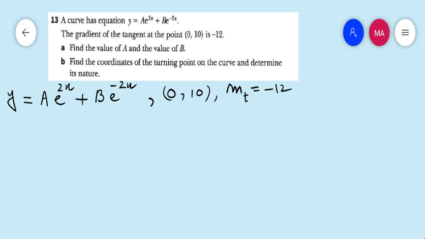What I wrote? m subscript t, m for gradient and t for tangent. So the gradient of the tangent is minus 12. Part A: find the value of a and the value of b. Very easy. First we have to satisfy the point (0, 10) by the given equation. So put 10 instead of y and put 0 instead of x in the given equation of the curve.